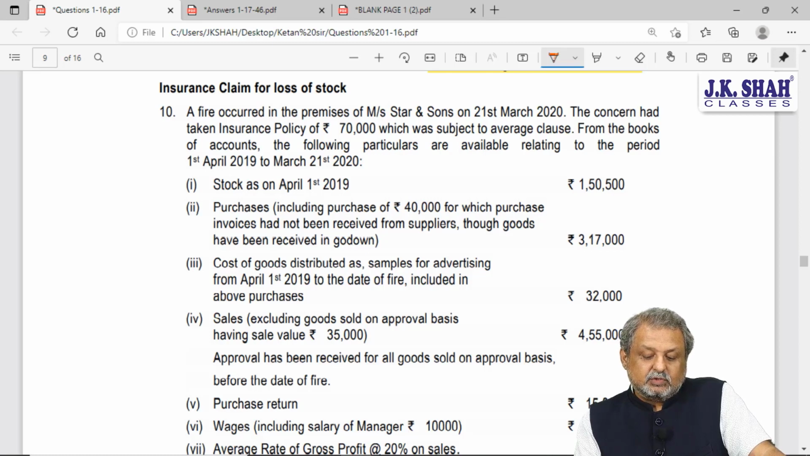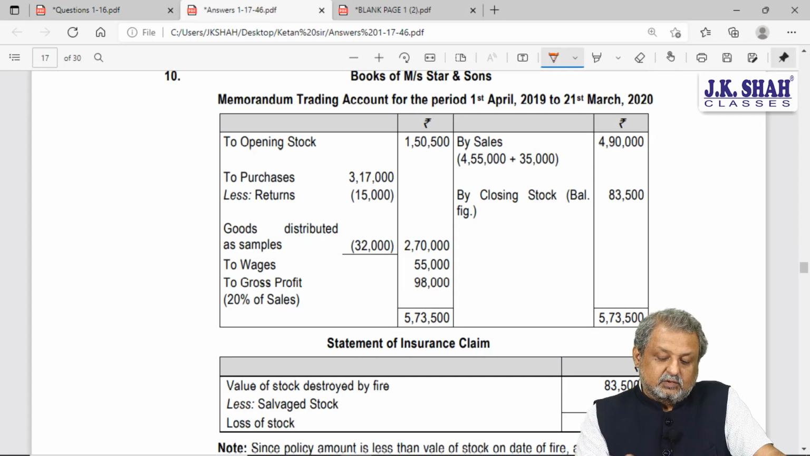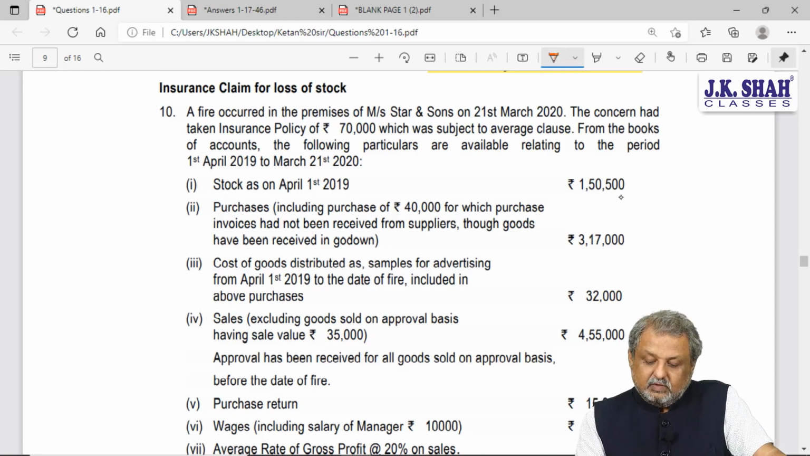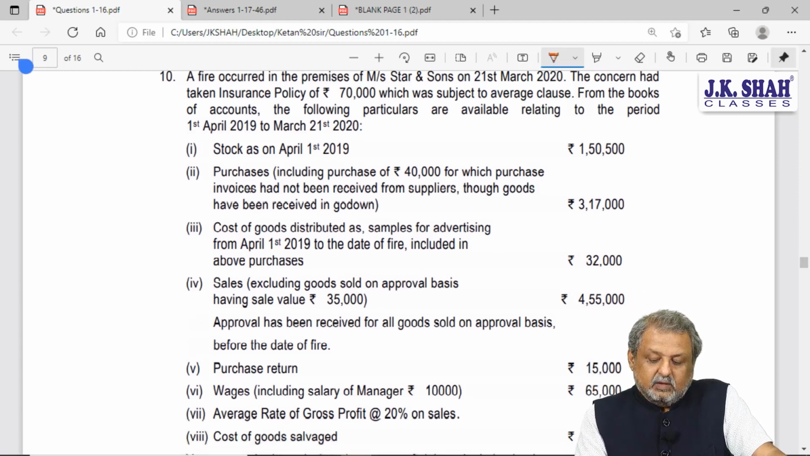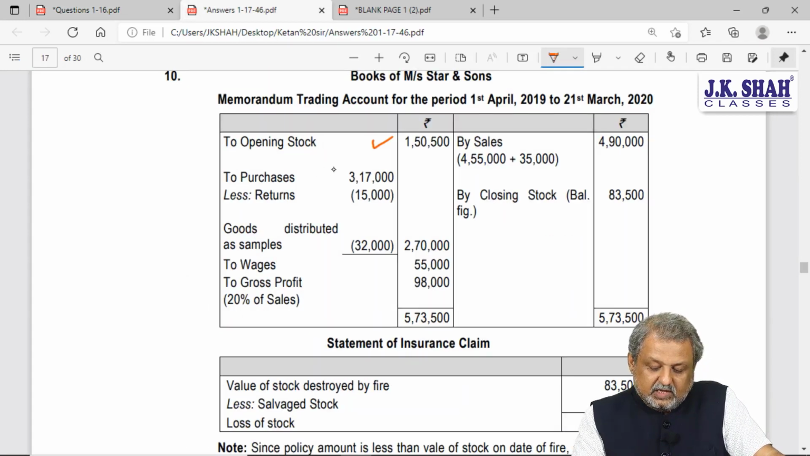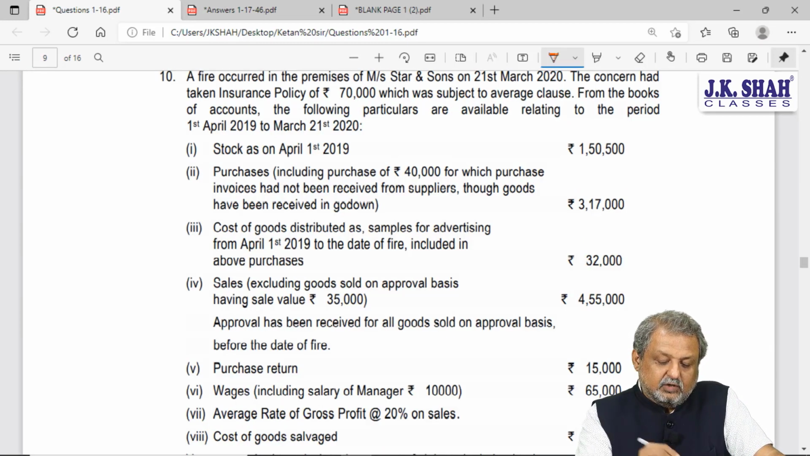Okay, from the books of accounts the following particulars are available relating to the period April to March 20. So this is the fire period. Stock on 1st April 19, that is opening stock, given 1,50,500. Purchases, actually the purchase amount is 3,17,000. So purchase amount 3,17,000, first you should write it in the inner column.